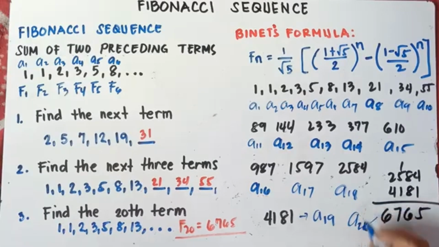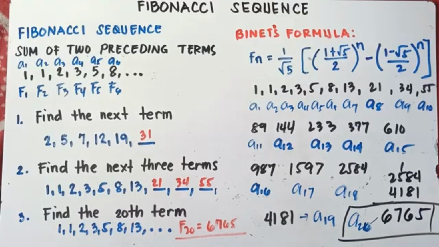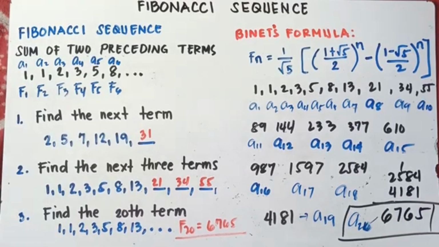Alright, so you get the 20th term manually. It will take time, class, if you do it manually. So that's why we have Binet's formula.